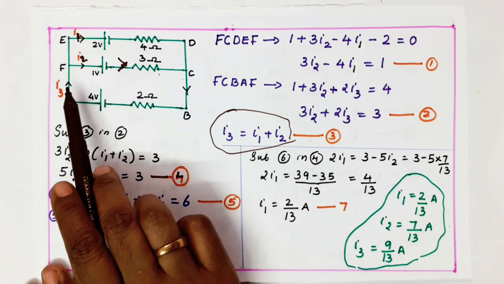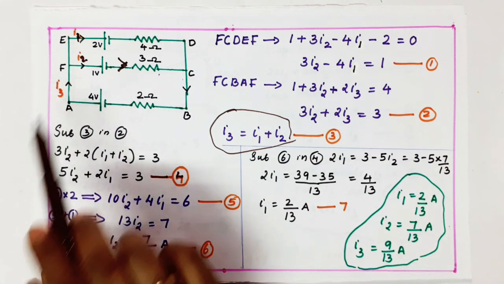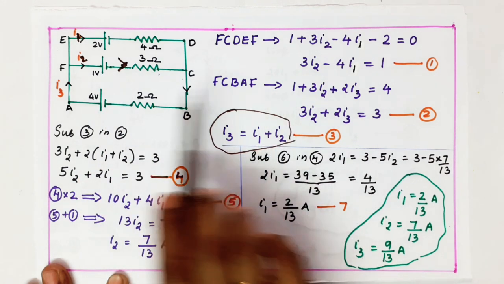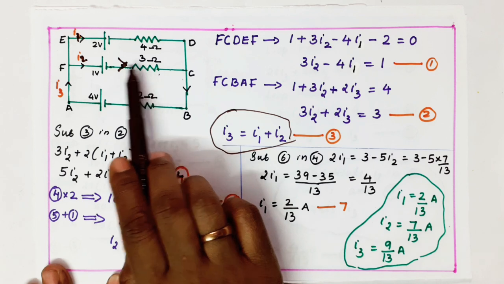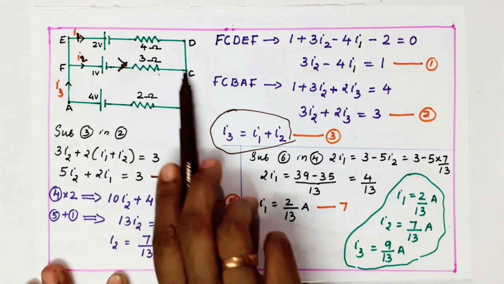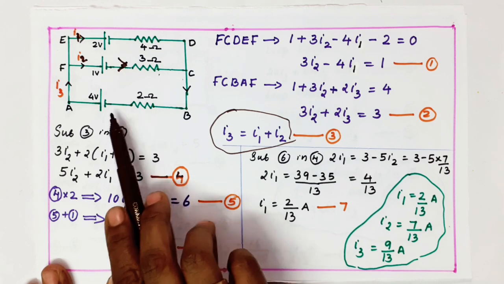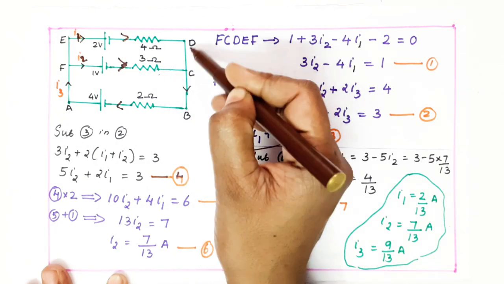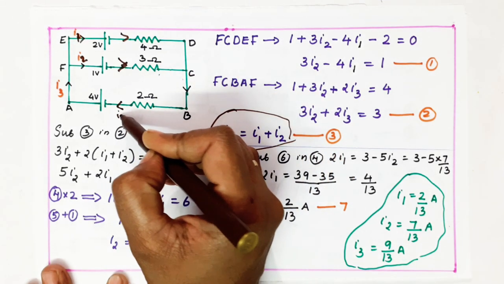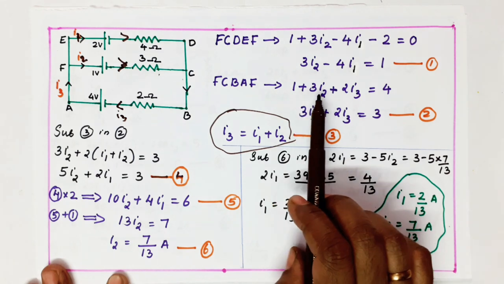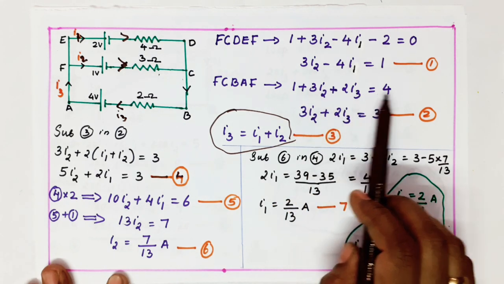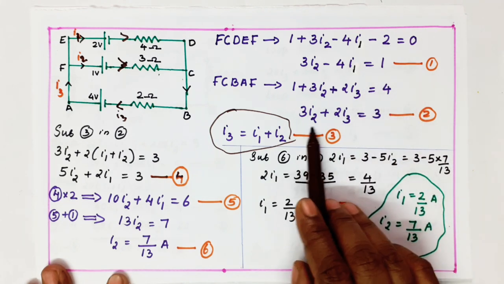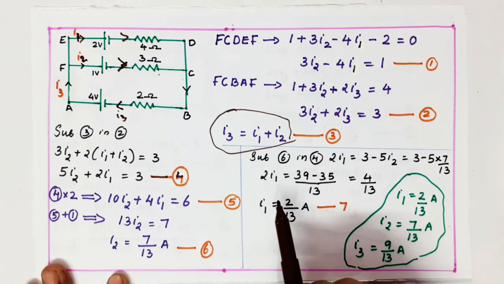If you are taking the loop F, C, B, A, F, I am meeting first which terminal? First, I am meeting the positive terminal. So, it's 1. This is 3 into I2. When I am going like this, you know that here the current in the 2 ohm should come in this direction, because these two currents will go like this and altogether the current I3 goes in this direction. So, I can write 1 plus 3I2 plus 2I3 minus 4 equals 0. Minus 4 going to the other side becomes plus 4. So, 3I2 plus 2I3 equals 3.